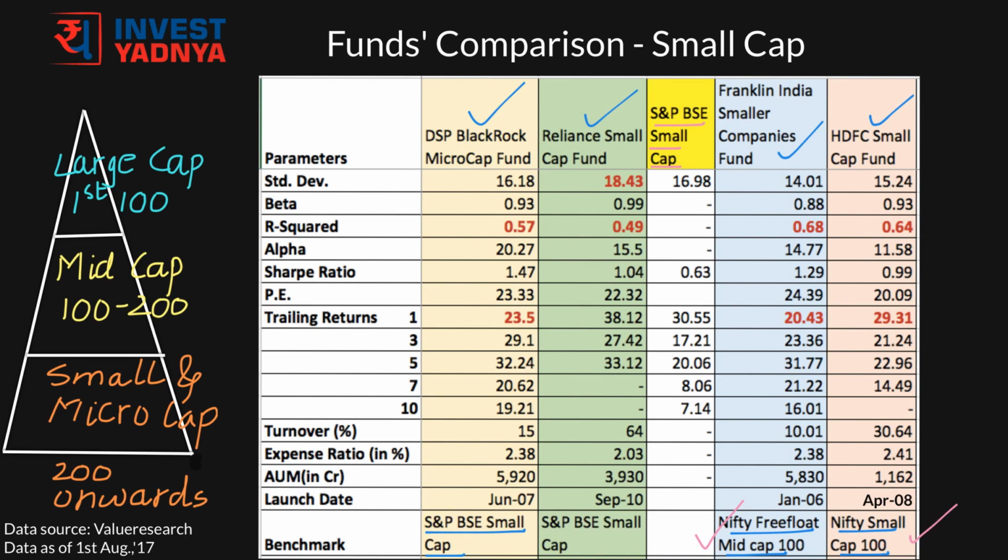Now the universe of small cap stocks is very big. Let us take help of this pyramid that you see in front of you to understand this. The first 100 companies of the stock market form the large cap category. Then 100 to 200 form the mid cap category, and 200 onwards forms the small and micro cap category.